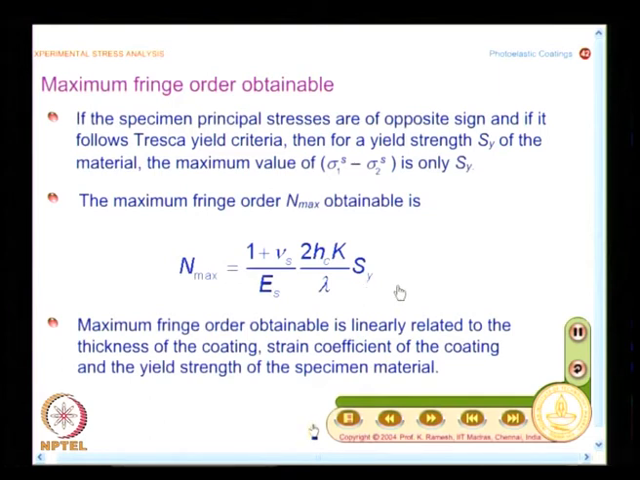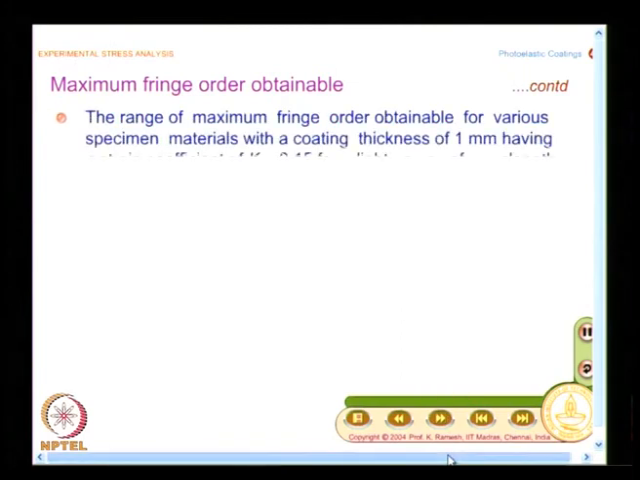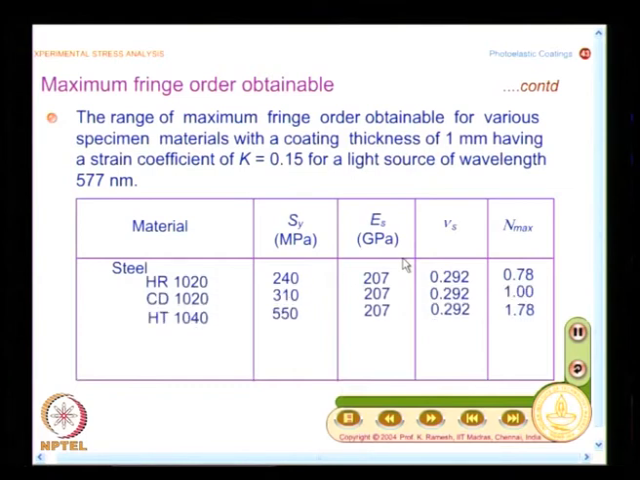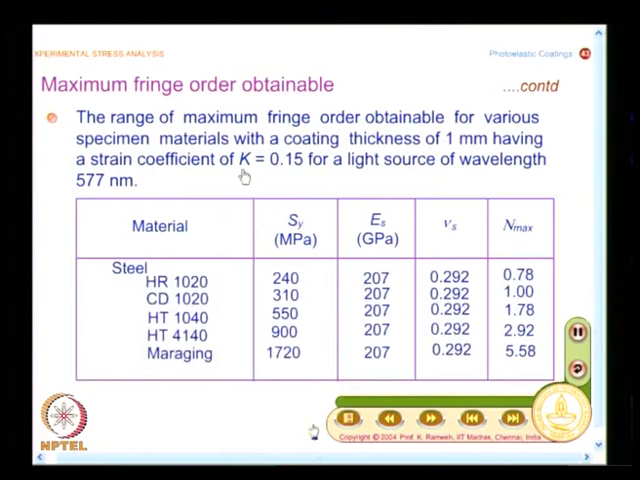And I also have a table which gives you for a variety of materials what is the fringe order obtainable, and what you have is we have taken a coating material of k equal to 0.15, and for a coating thickness of 1 millimeter, and for a light source of wavelength 577 nanometers, essentially the white light. We had also looked at the color code where we saw a repetition occurs at 577 nanometers. You have a tint of passage, and twice of this value you have another tint of passage.